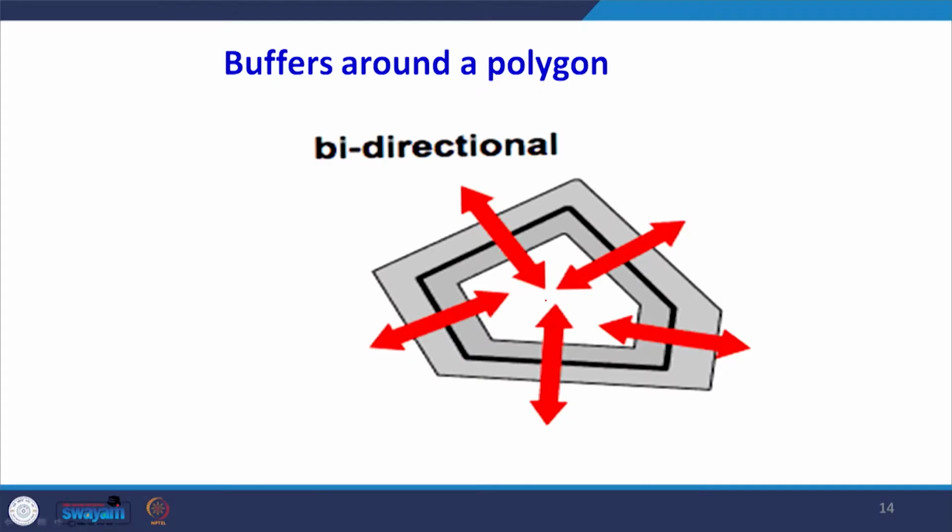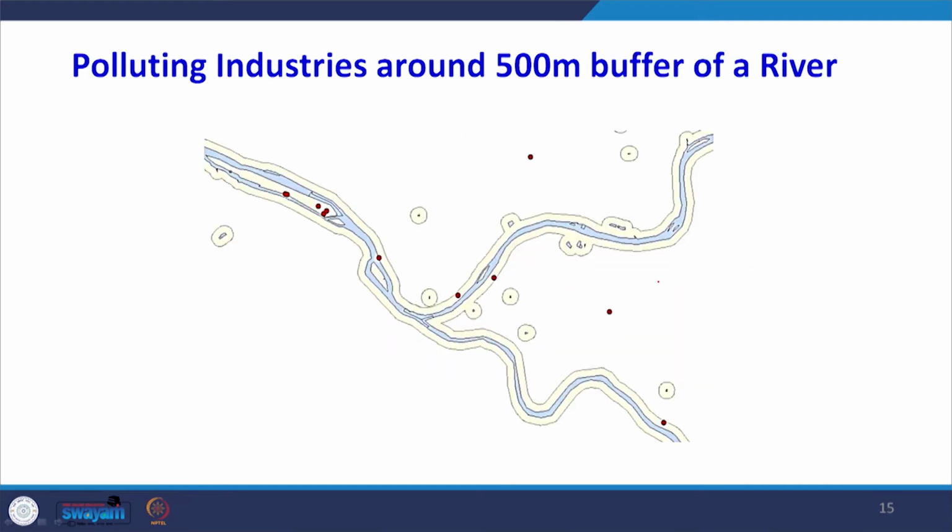Now, around a polygon feature, the middle line indicates your actual polygon feature, and you want to create a buffer around that polygon feature. These are called bidirectional buffers. When we go inside by a certain distance, we create a buffer inside, and by a certain distance we create a buffer outside. So these are bidirectional polygons, and in many studies we have to create the buffer either inside or outside also.